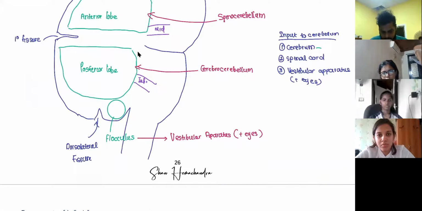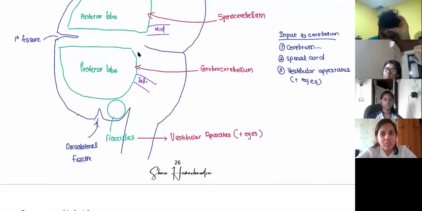The cerebrum is involved in the coordination. It tells the cerebellum, okay, we need to move like this. This is the movement plan. I will explain this. I need you to tell me the location of all the related muscles.